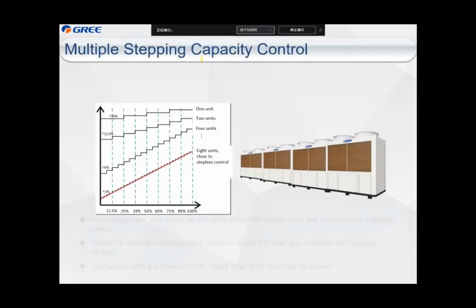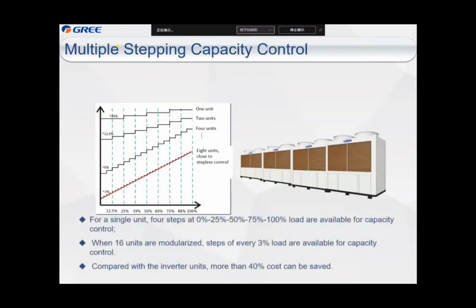And the next is the multiple stepping capacity control. You see this, minimum is 3%. This is almost stepless control. Almost realized stepless control. This is for 16.